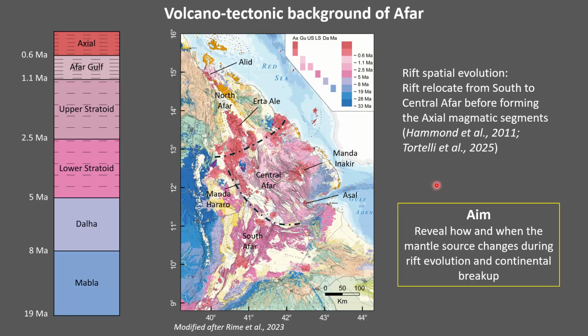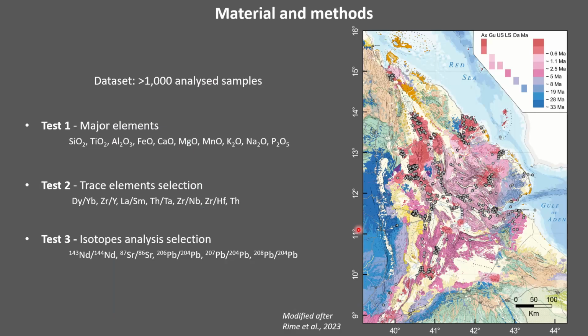So the aim of this work is to reveal how and when the mantle source, and in particular the plume component of the mantle source, changed during the rift evolution and during the continental breakup that is currently going on in Afar. To do that, we downloaded more than 1,000 data samples from GEOROC, and we performed 3 tests.